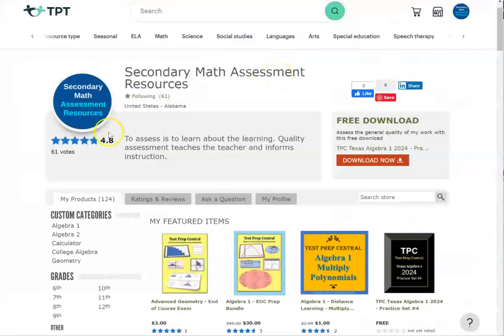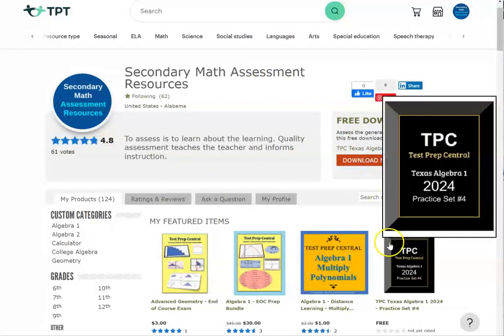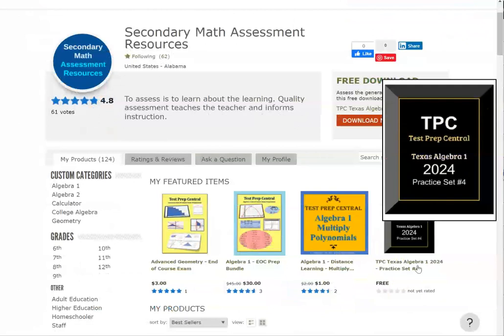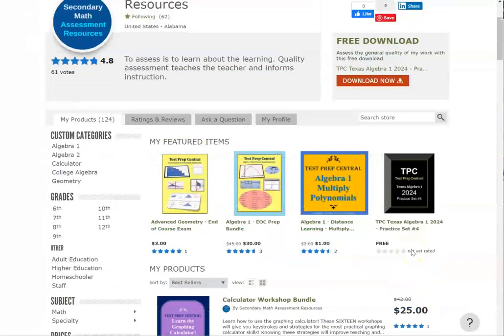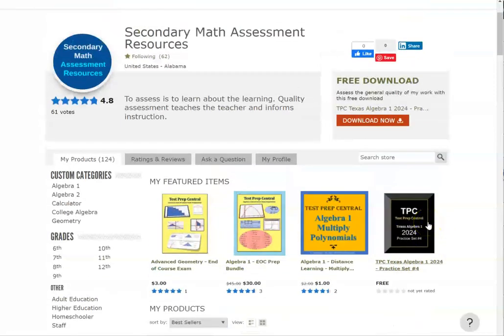If you haven't already done it, go ahead and head over to Secondary Math Assessment Resources, and right here is a link to download this practice set number 4, and you can use that to work those items with your kids. Those 5 items are not the same items that I just showed you. They are 5 additional items that were created to mirror the 5 items that I just showed you, so that you have additional practice for your kids.